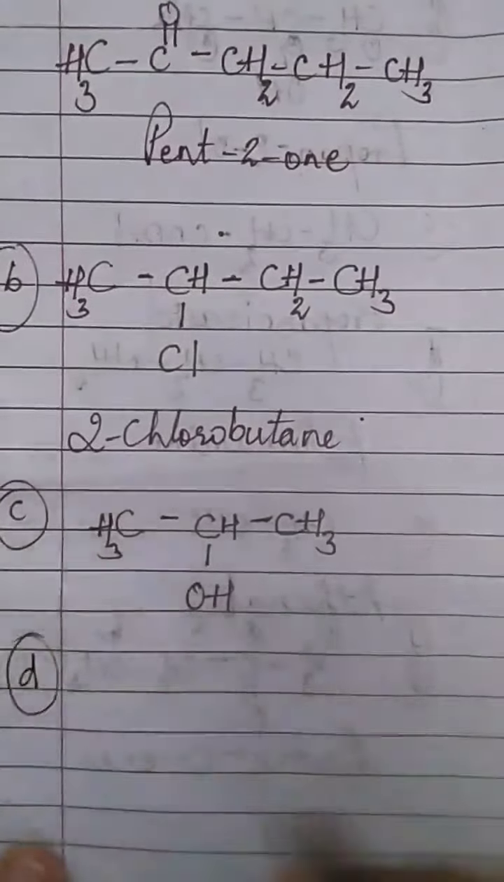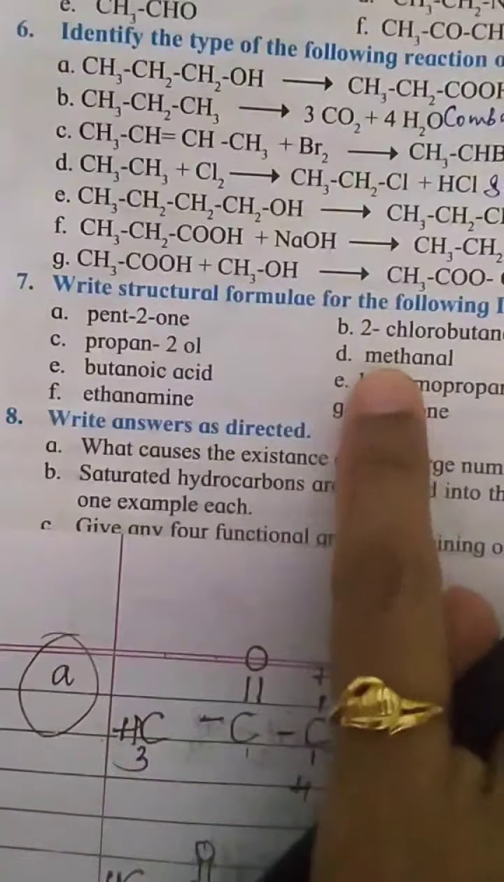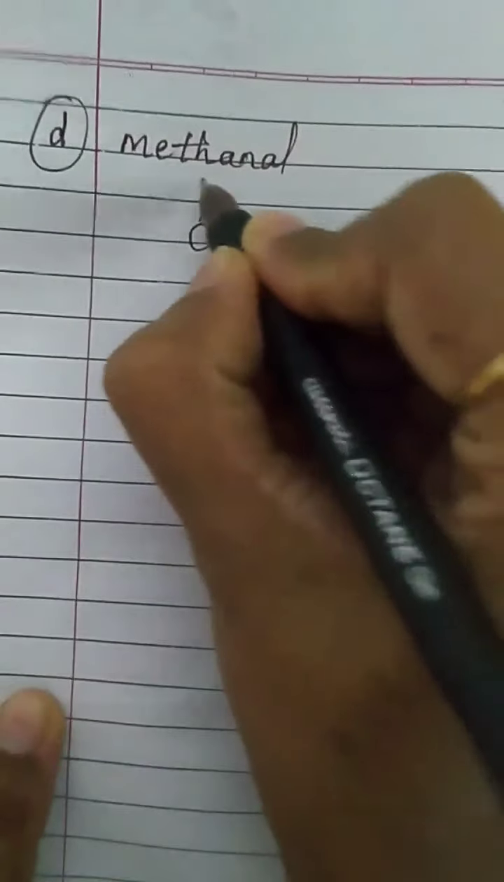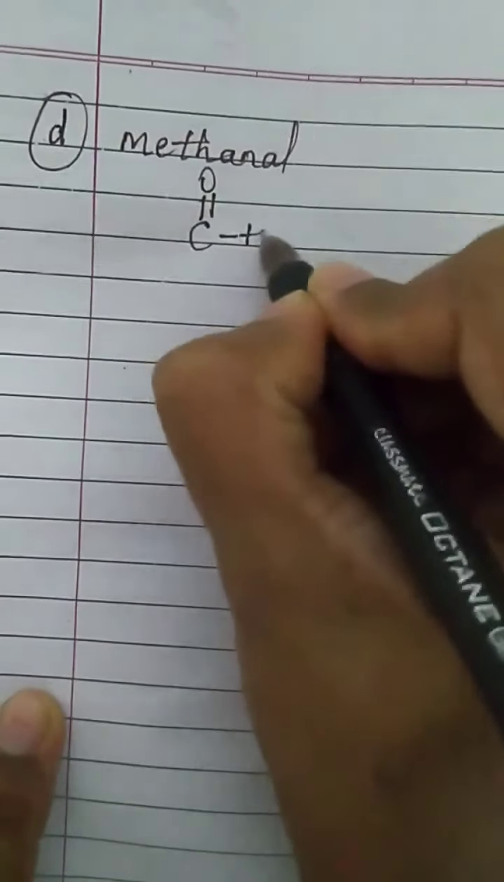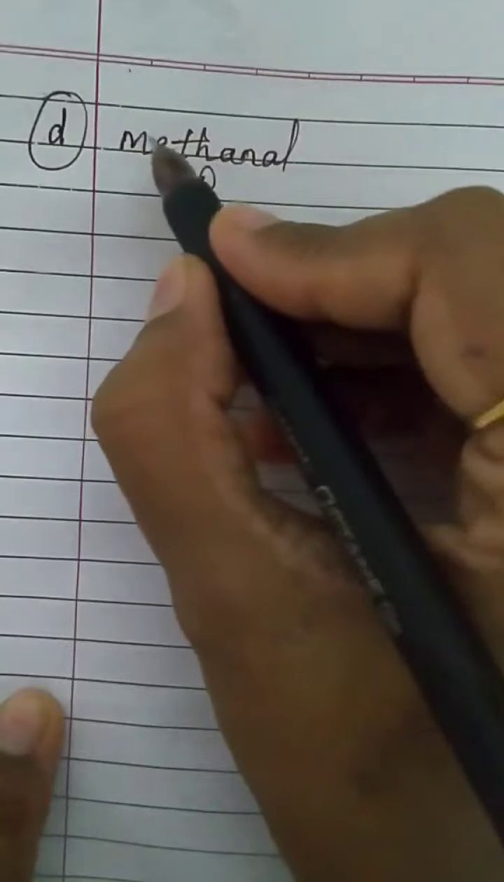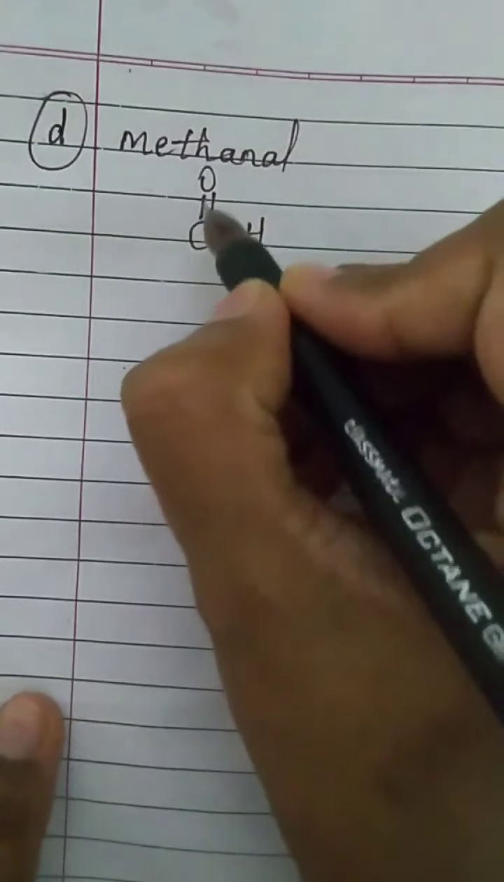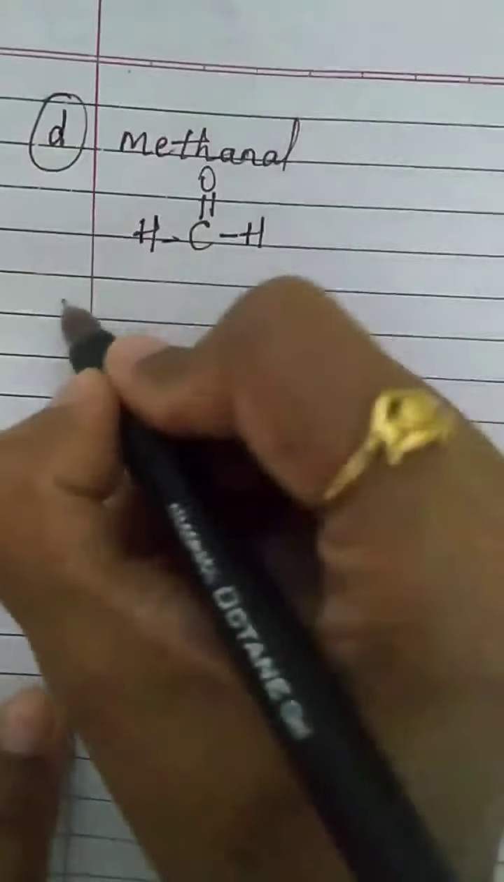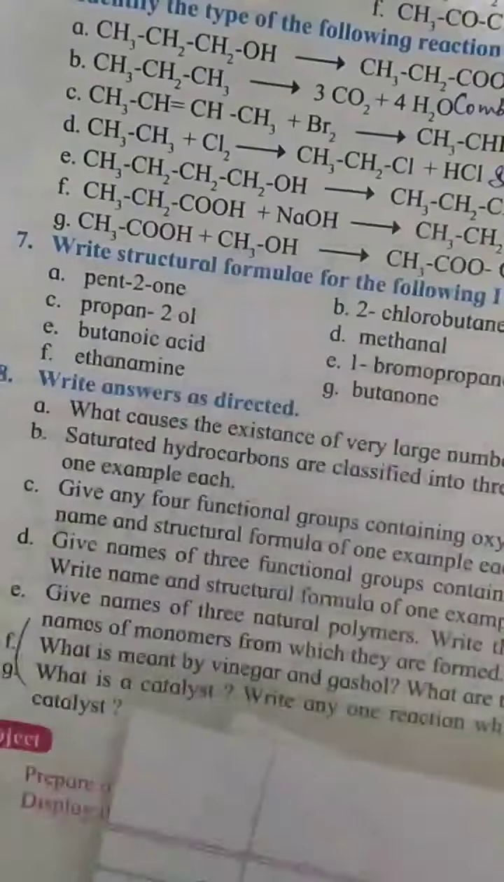Question number 4, that is D. Question D is methanal, as you can see, an aldehyde. For an aldehyde, the functional group is C double bond O H. Methanal means only 1 carbon. So just satisfy the valency: 1, 2, 3 and 4. This is methanal.